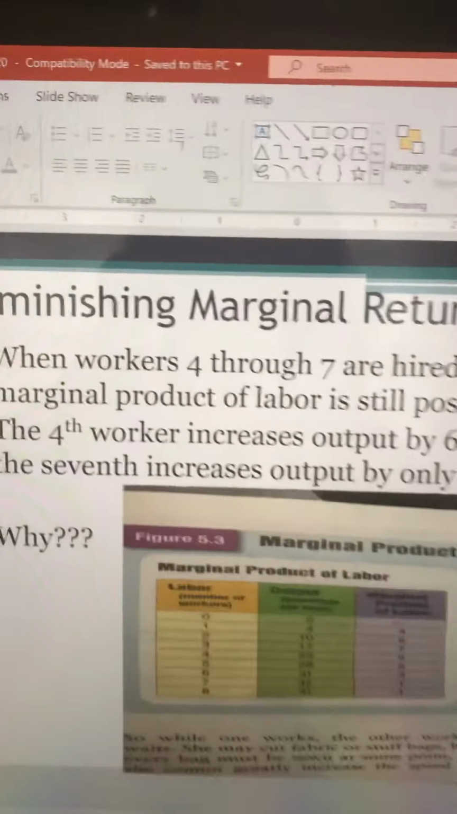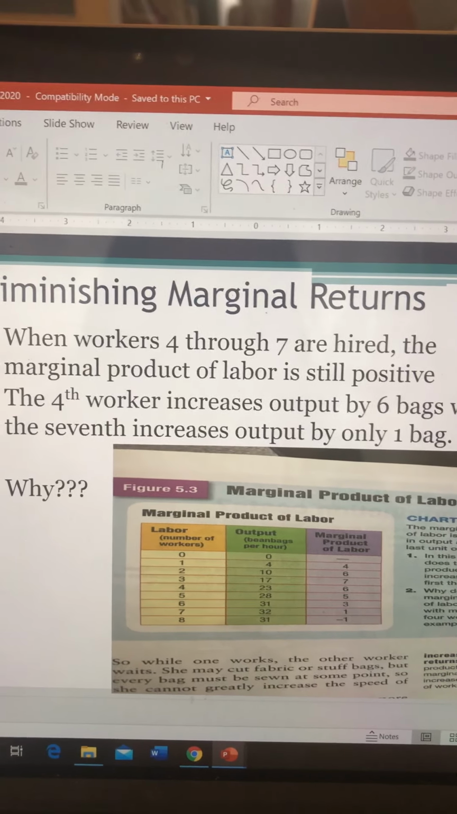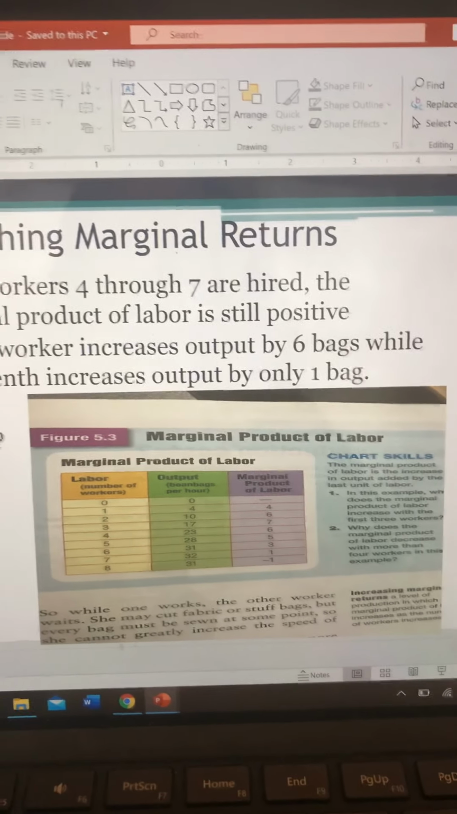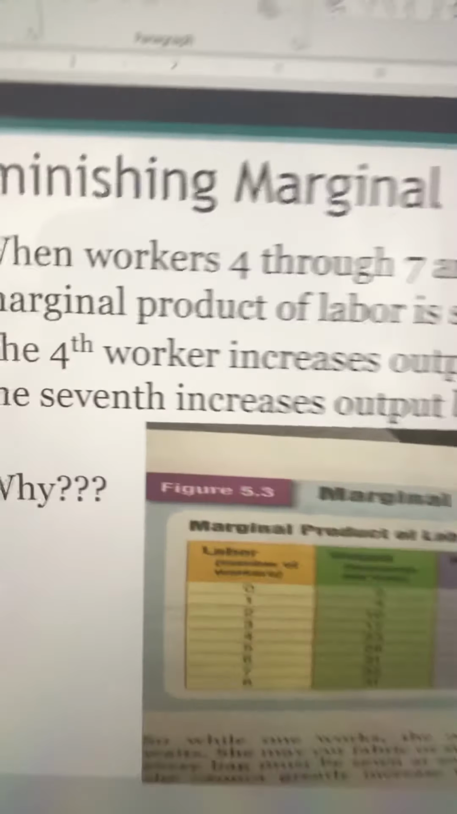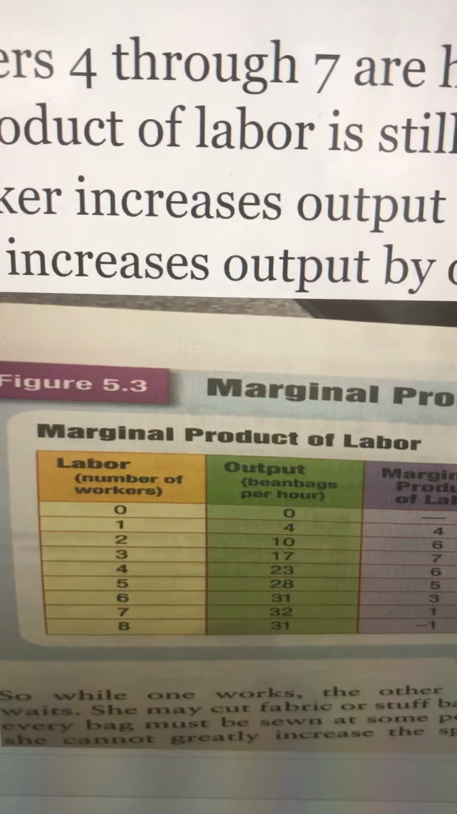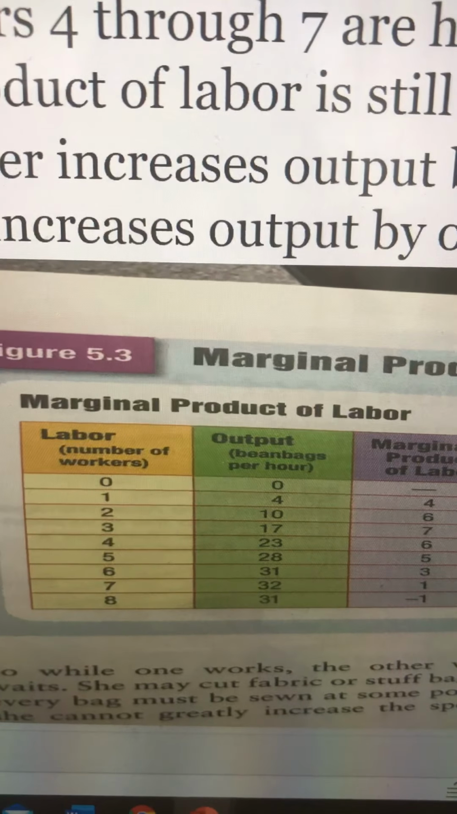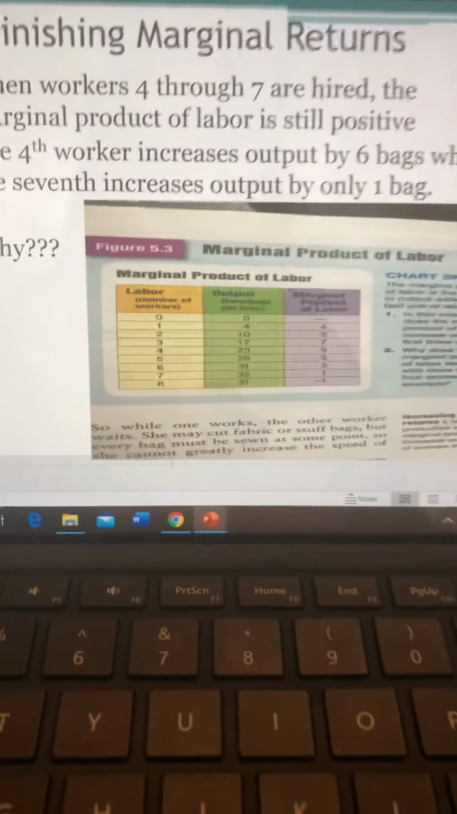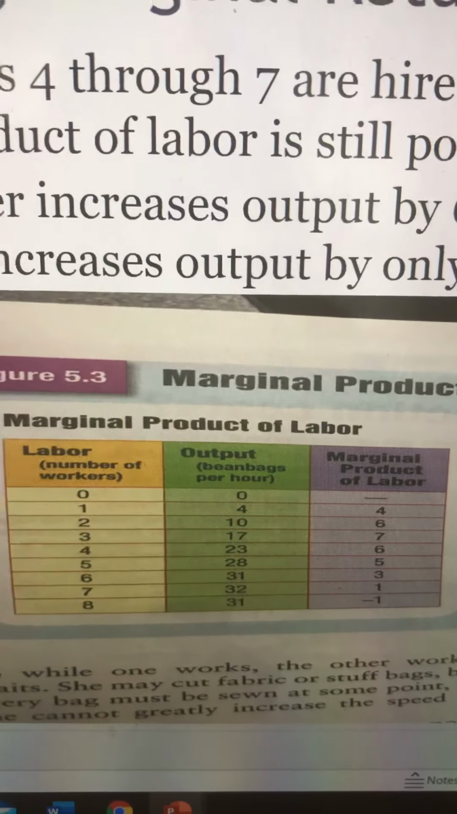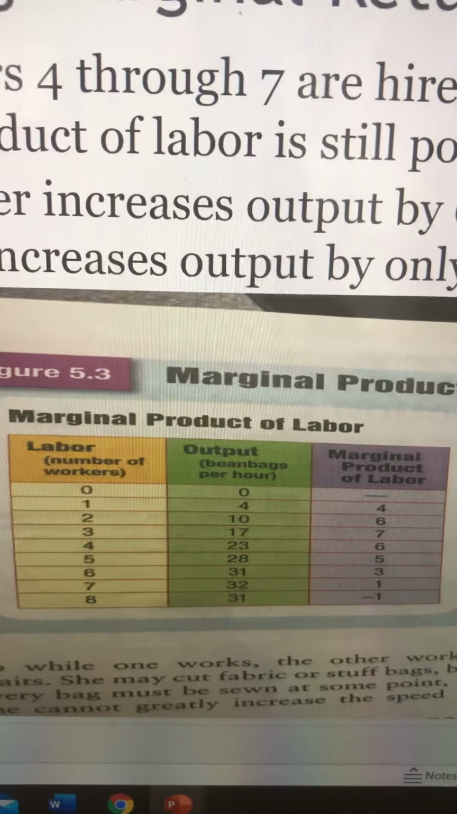Why? Okay? So when workers 4 through 7 are hired, the marginal product of labor is still positive. The fourth worker increases output by 6 bags, while the seventh increases output by 1 bag. See, so in the output column: 0, 4, 10, 17, 23, 28, 31. But look what happens after you get to worker 7, okay? What do you think might be happening that all of a sudden, even though you were going from a 7th worker to an 8th worker, you're not receiving more output?